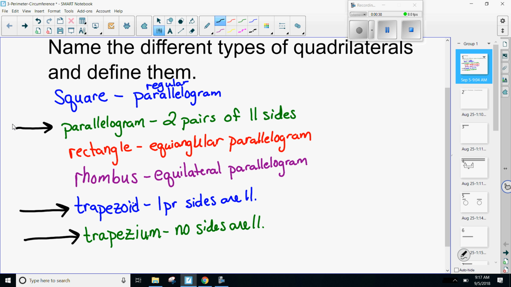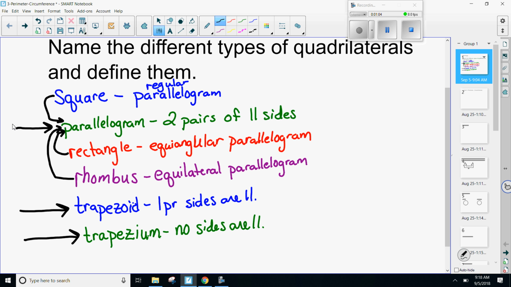If you look at it, we have three special types of parallelograms. A square is a parallelogram that's regular. It's both equilateral and equiangular. A rectangle is a parallelogram that's equiangular. All four angles are the same. A rhombus is a parallelogram where it's equilateral. That means that all four sides have the same value.